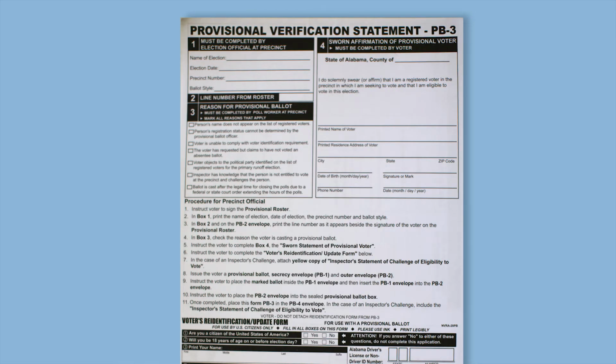If you're instructed to allow them to vote a provisional, you've removed all your supplies from your packet, hand the voter a PB3 form, which is a provisional ballot form. On the top right-hand corner is a sworn statement of affirmation. Once the voter completes that and signs that, they are now entitled to vote a provisional ballot.